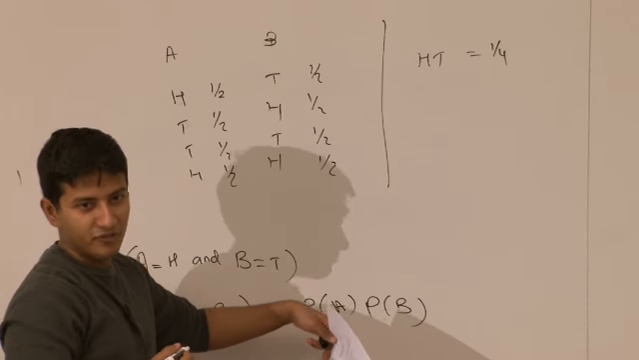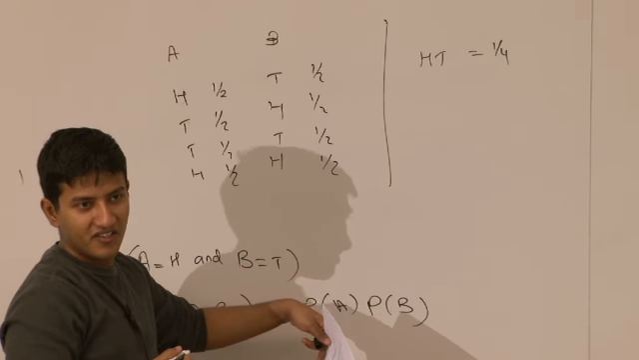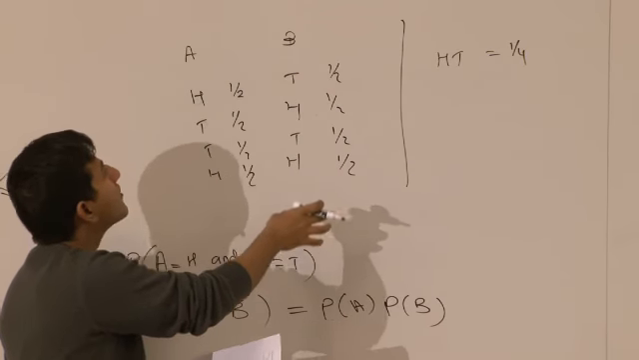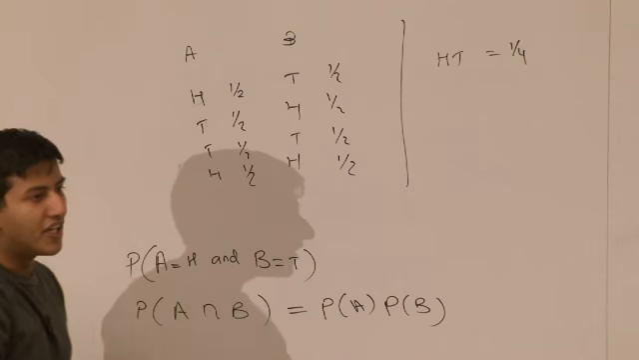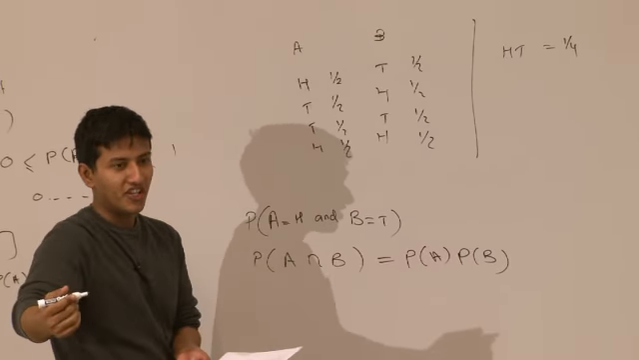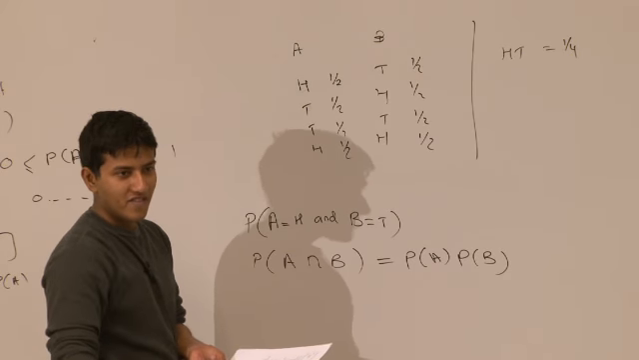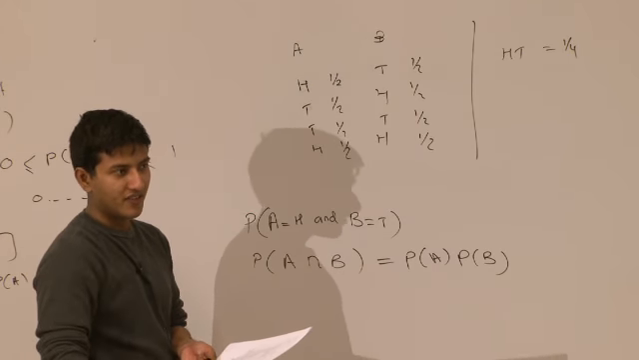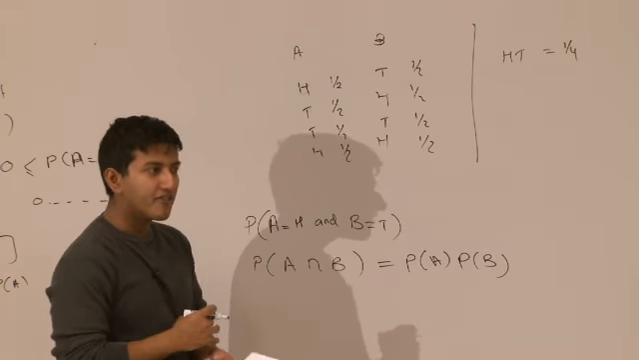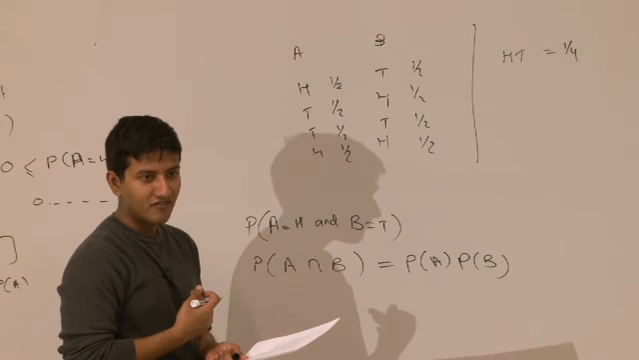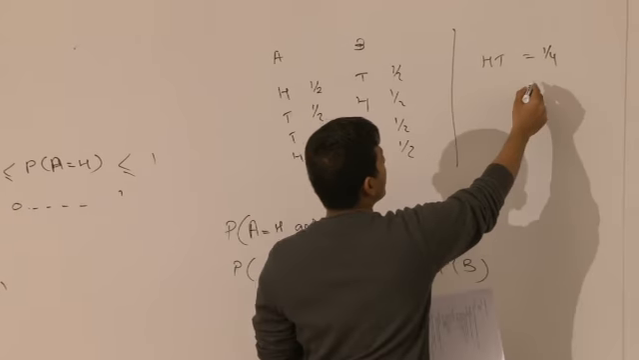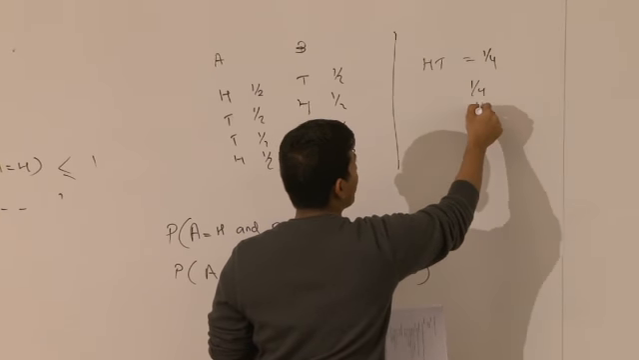Why is this possible? It's because these two events are independent. The coin A getting a head doesn't affect coin B getting a tail. It doesn't have any influence. That's why these two events are independent. Dependent events are a bit complex to analyze, so let's skip them at the moment. We know all these probabilities are going to be 1/4.